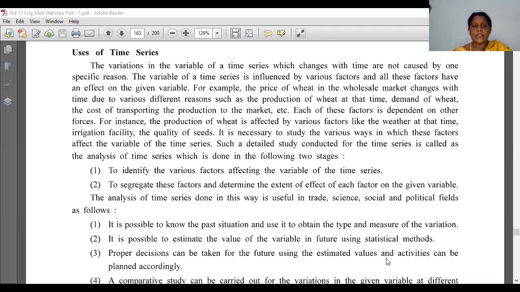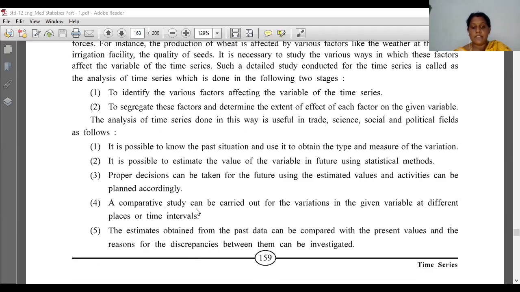Means if the prices are increasing tremendously, or increasing or decreasing, and you want to stop that variation, then you can take proper action in future. Then the comparative studies can be carried out for the variation in the given variable at different places or time intervals. We can compare, from 1990 to 1991 or 1990 to 1995, how much difference there is in the price of wheat. Like this you can compare also.